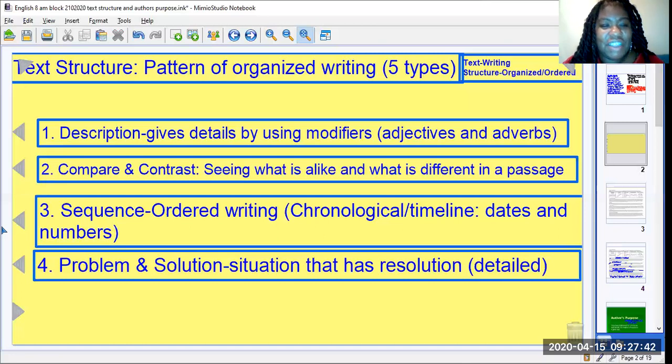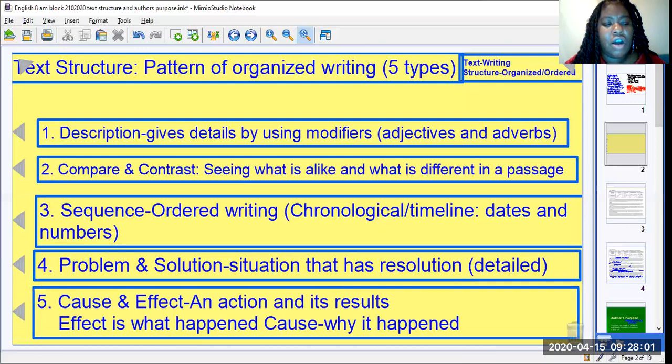Okay, now, this last one that I'm going to present, a lot of people confuse problem and solution with this last one. So I want to make sure that we have an understanding of the difference between problem and solution and cause and effect. Cause and effect is an action and its results.